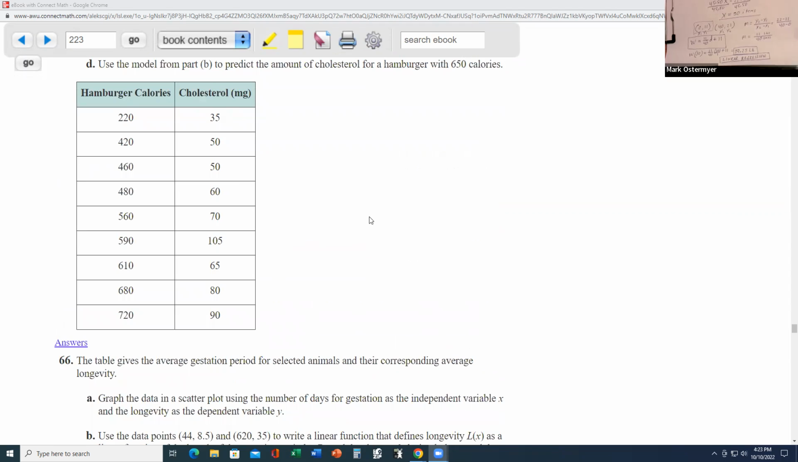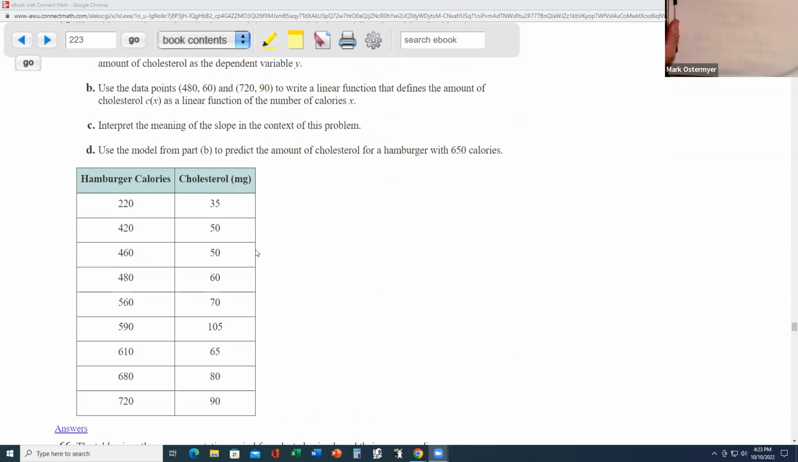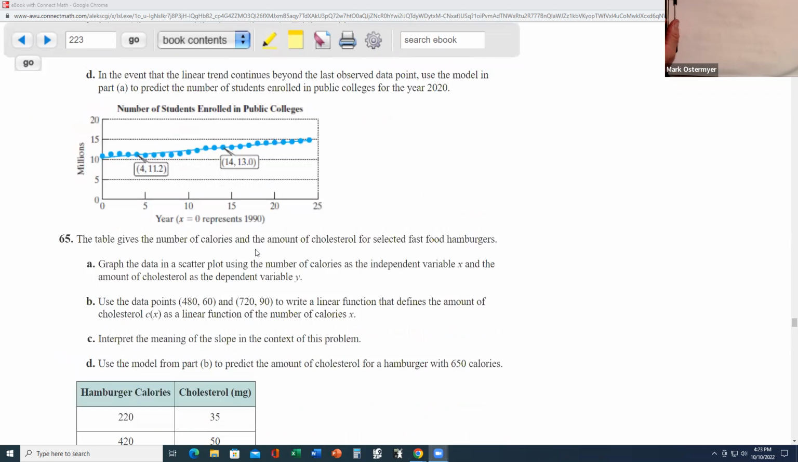All right. So the idea behind applications involving linear functions hangs out in this section here. All right, so let's see here. So we have that there.